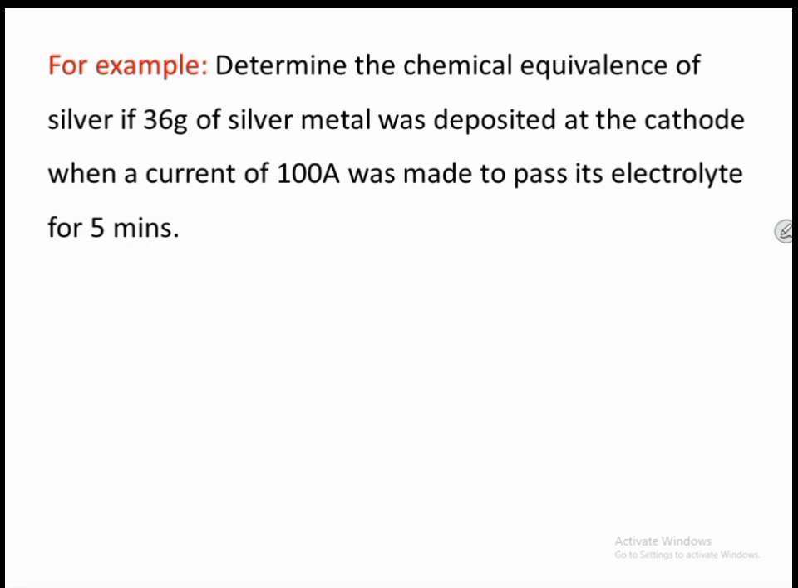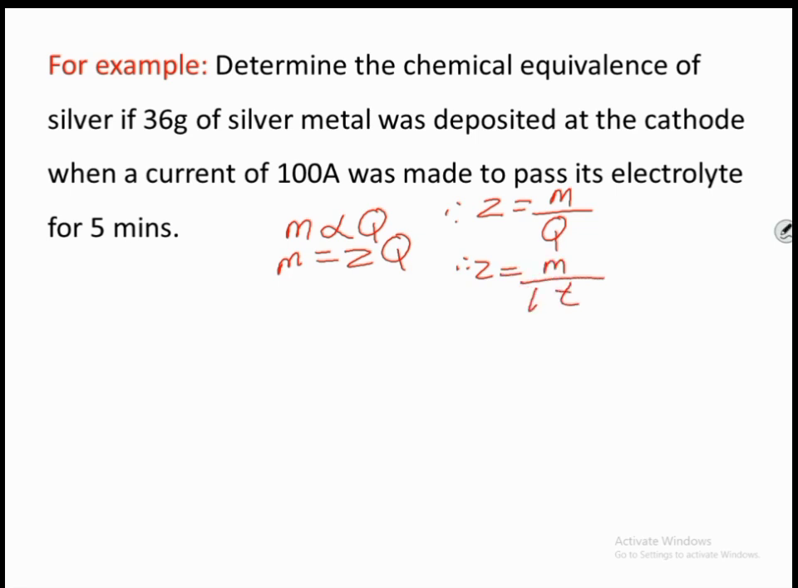Alright, how do we solve problems like this? Remember that we are solving for chemical equivalence, and I told you that if mass deposited is directly proportional to quantity of electricity, therefore mass is equal to ZQ, which means I can solve for Z. Z is equal to what? M over Q. And also remember that Q is equal to IT. Therefore, you can say Z is equal to mass over IT.